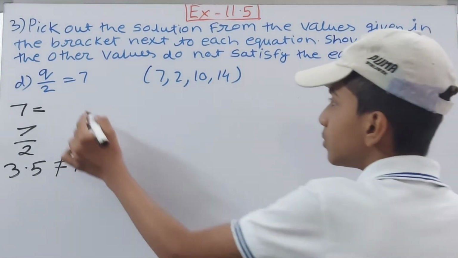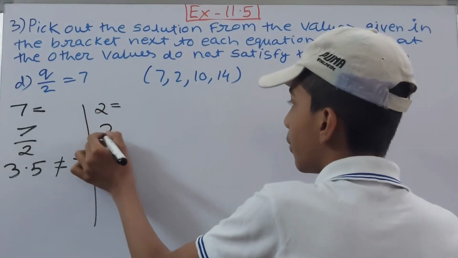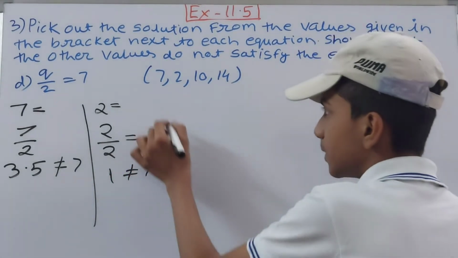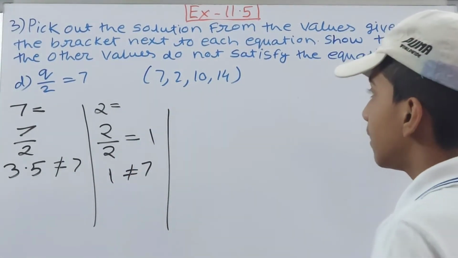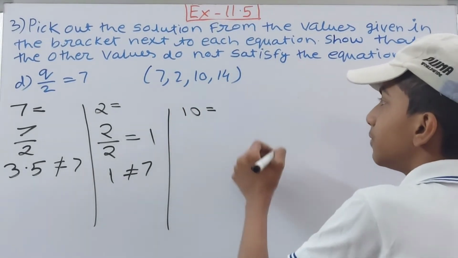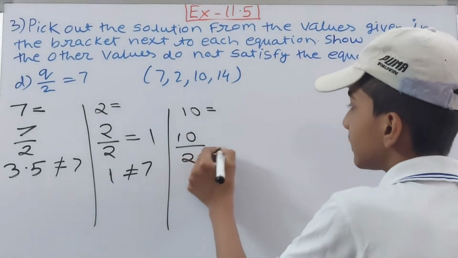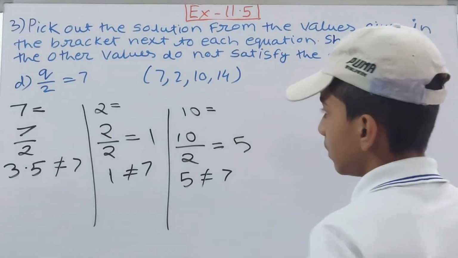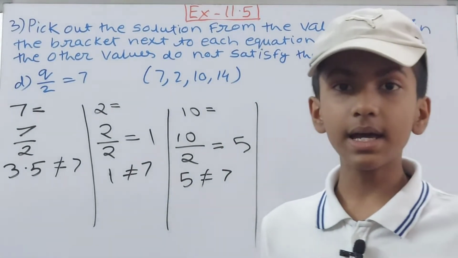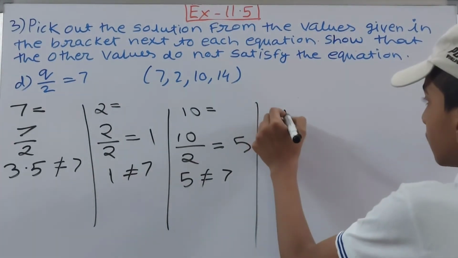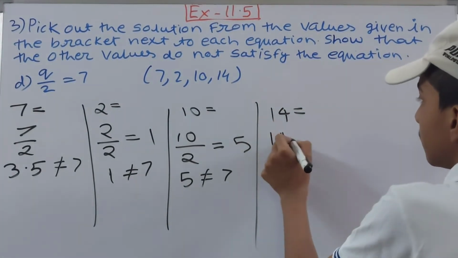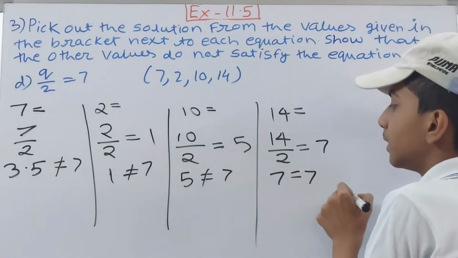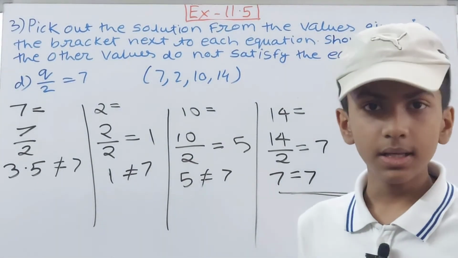Then you have 2. So 2 upon 2, that is 1, right? So 1 is again not equal to 7. So the equation is not satisfied. Then 10. For 10, 10 upon 2 is equal to 5. And 5 is equal to 7, no. So this also does not satisfy our equation. Last value is 14. For 14 we will do 14 upon 2 and that is 7. Now you see 7 is equal to 7. So this last value 14 is satisfying our equation, right?